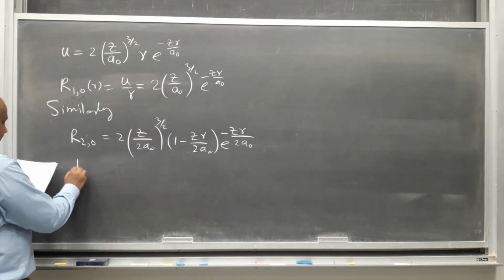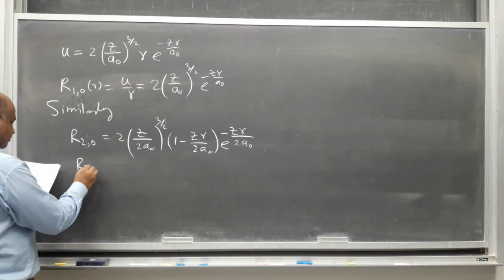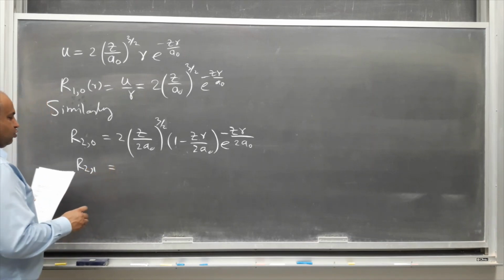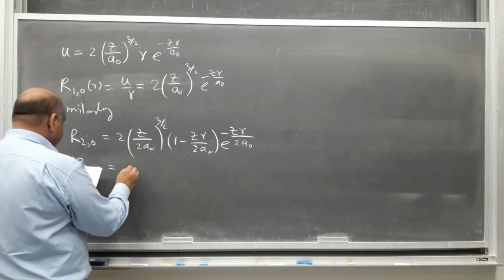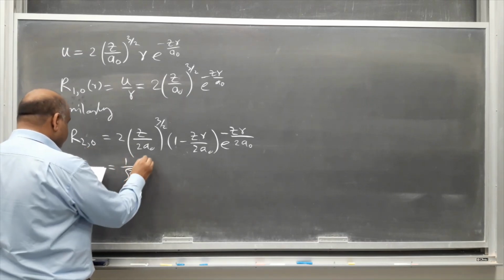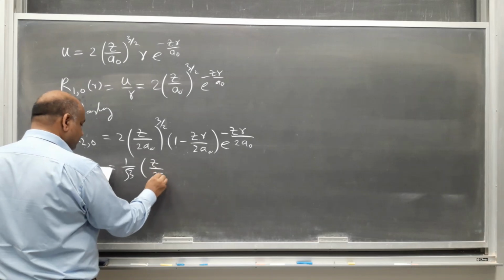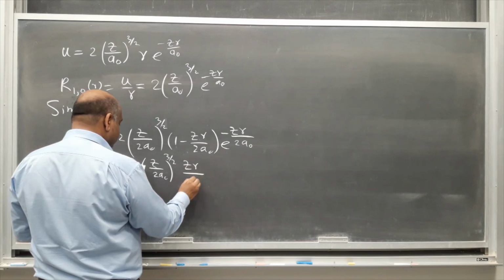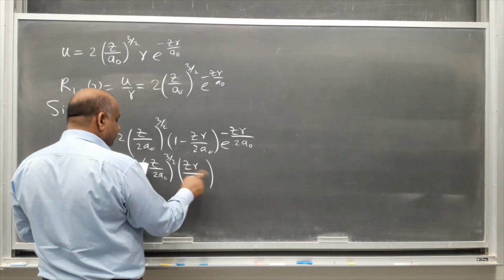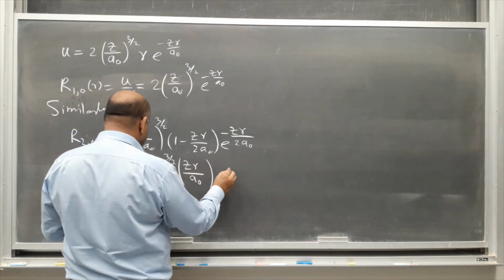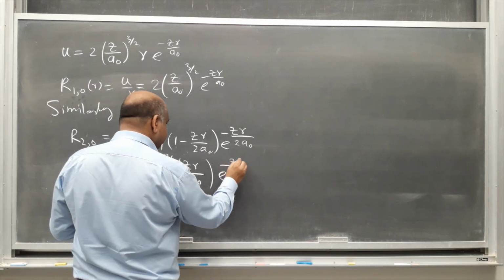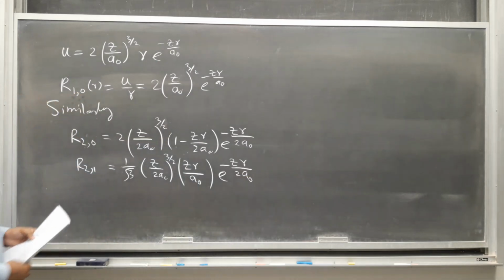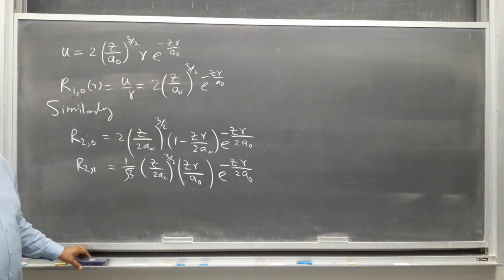Similarly for R_21, now L is 1, so we will have one less coefficient than for L=0, and if we normalize the function in a similar way, we get ZR over A0, only one term in the polynomial, exponential minus ZR over 2A0. Similarly, you can find others in the books as well.